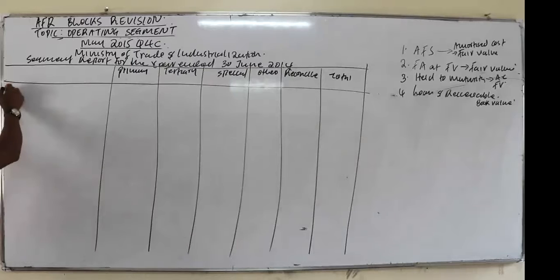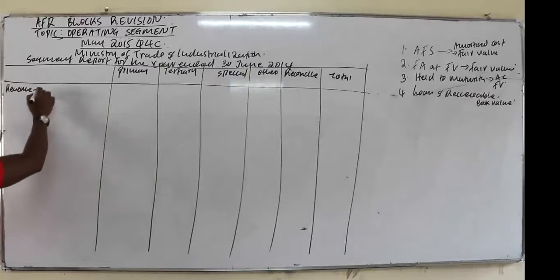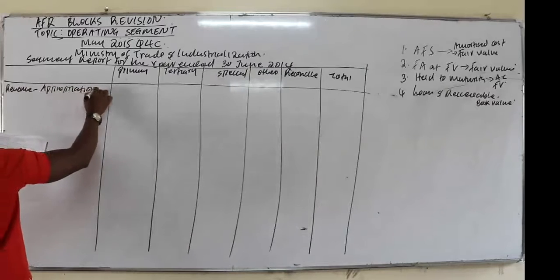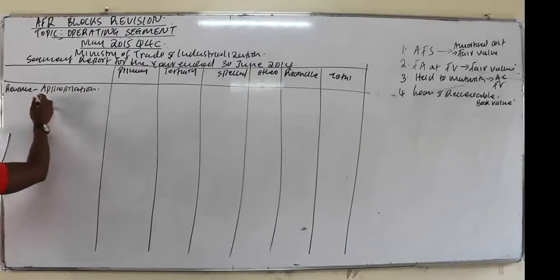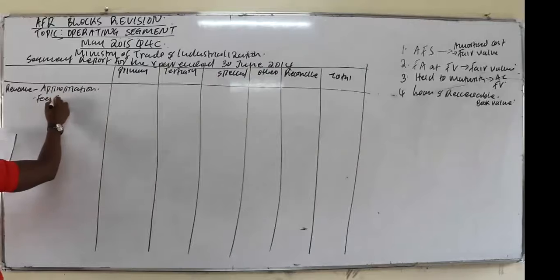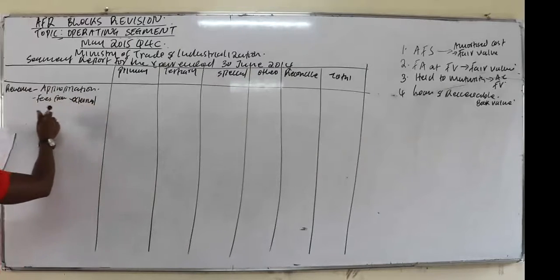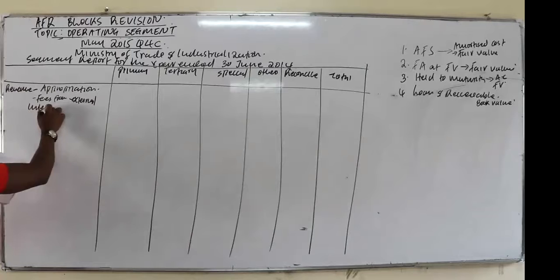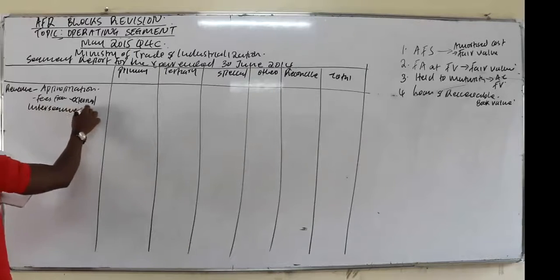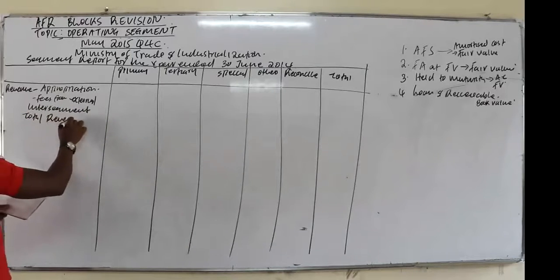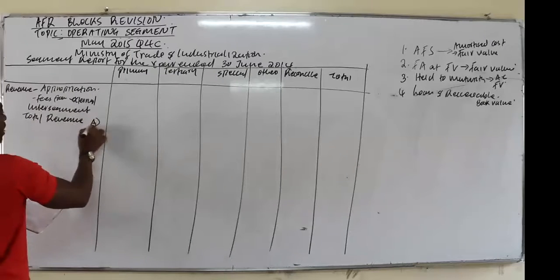So we start with the revenue. And for the revenue, we have appropriations. Then we have fees from external services, and then we have the intersegments. And then we get the totals, total revenue. Let's call it A.